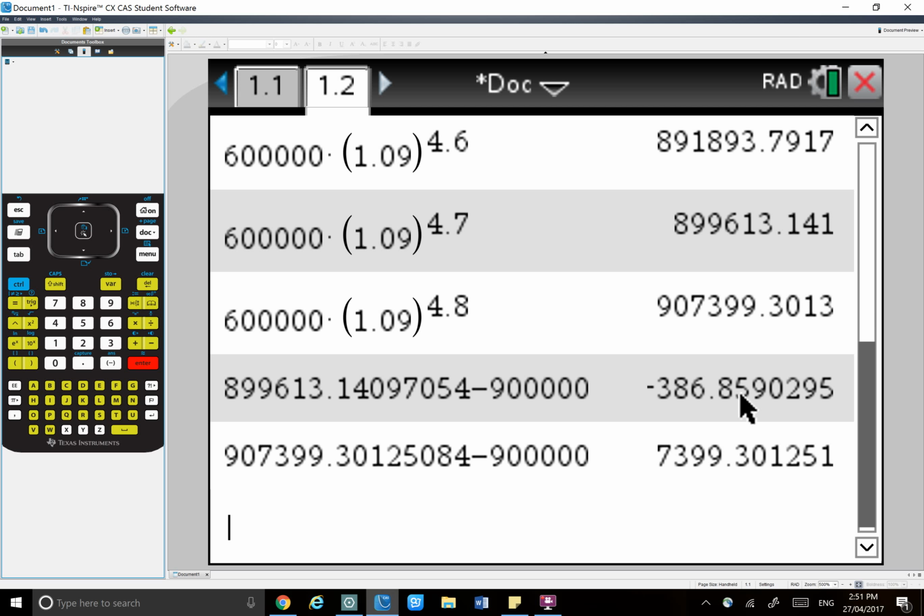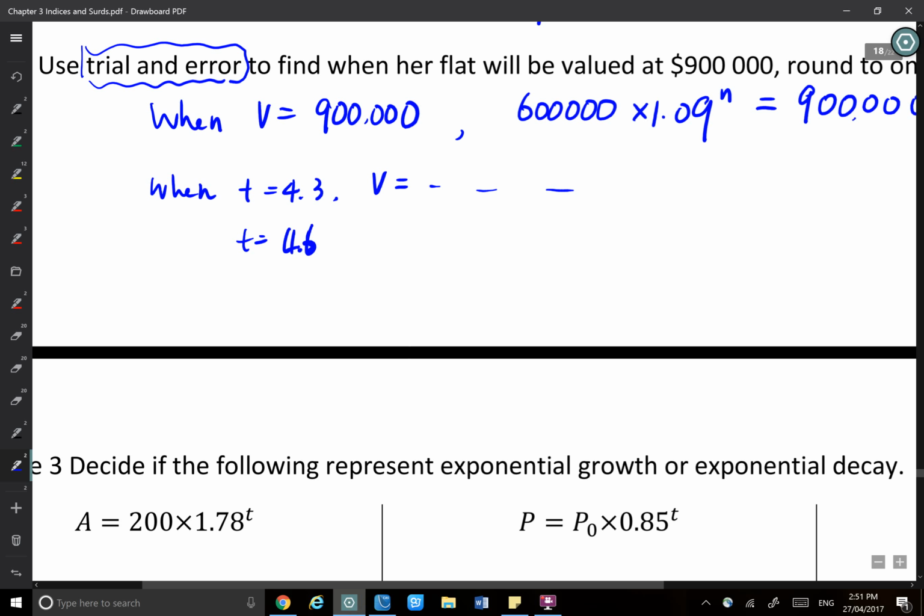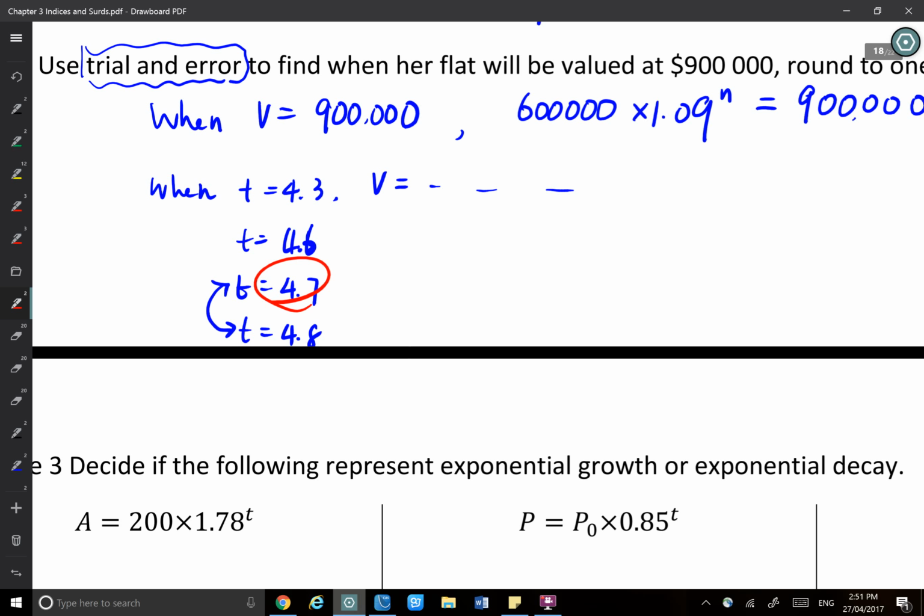So by approximation, the first one I try is 4.3, I try 4.6, and I try 4.7, and I try 4.8. And those two are the adjacent ones that give you one above, one below, and finally I choose 4.7. That's a trial and error step.